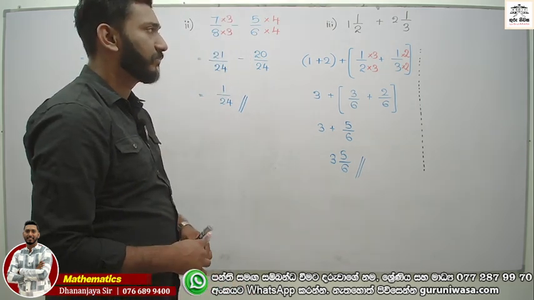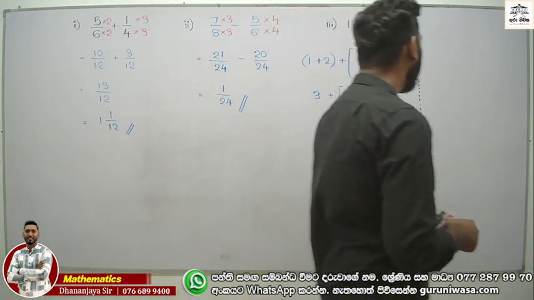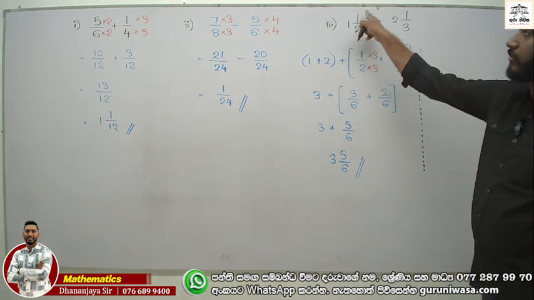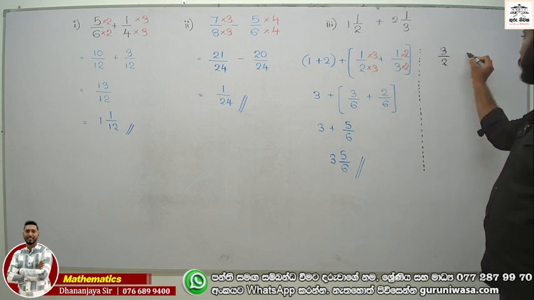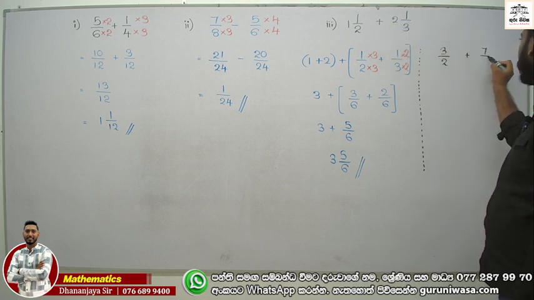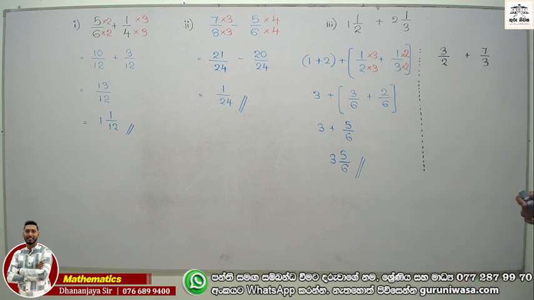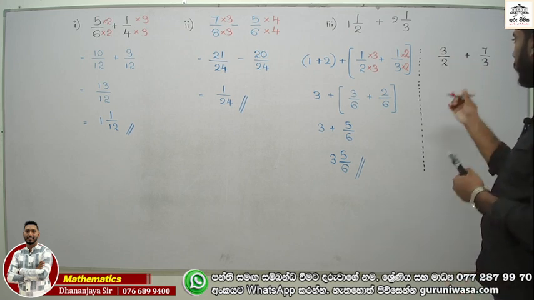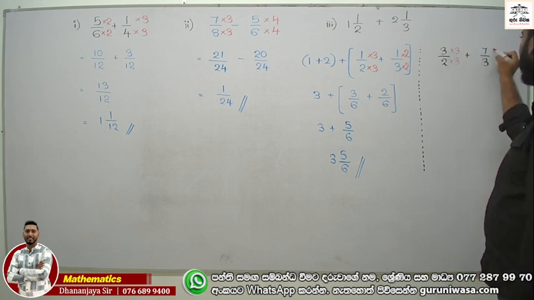Method number 1. Or you can use the other method. What's the next method? You have to change as improper. 2 times 1, 2 and 1 is 3 over 2, plus 3 times 2, 6 and 1 is 7 over 3. Now 2 and 3, LCM is 6. Now you need to multiply by 3, and you need to multiply by 2.